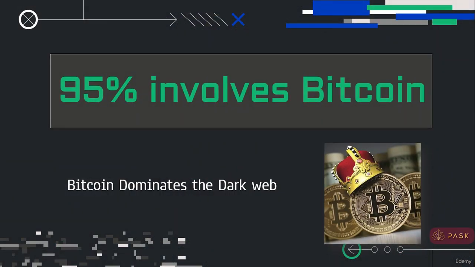Bitcoin is by far the most popular cryptocurrency on the dark web and is often the only payment method accepted by dark web marketplaces. In fact, a recent study found that over 95% of the time, Bitcoin is used for transactions. Ethereum is also used for some transactions.